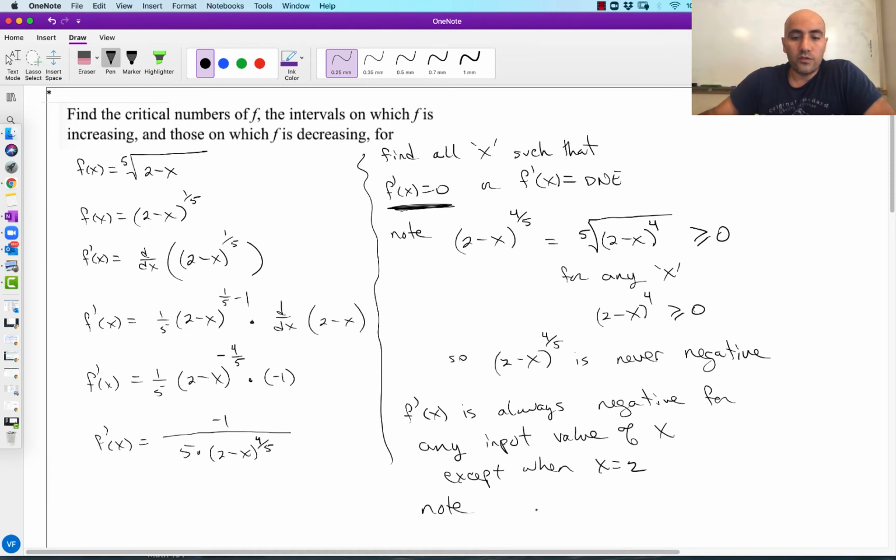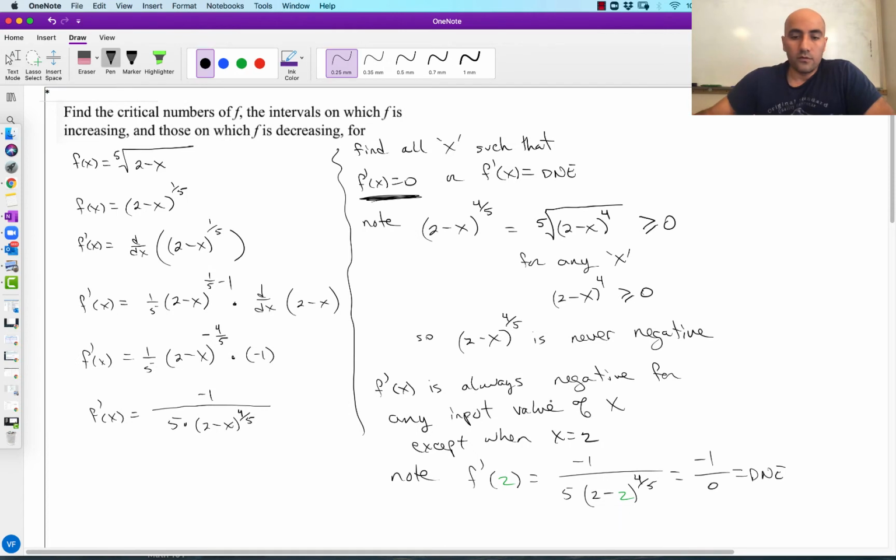Note that f prime of 2 is equal to -1 all over 5 times 2 minus, let me put a blank here, to the 4/5 power. So if we put a 2 there and a 2 there, we'll end up with something that has -1 divided by 0. That's a does not exist. Okay, so at this point, we've established that positive 2 is a partition point. So x equals 2 is a partition point.